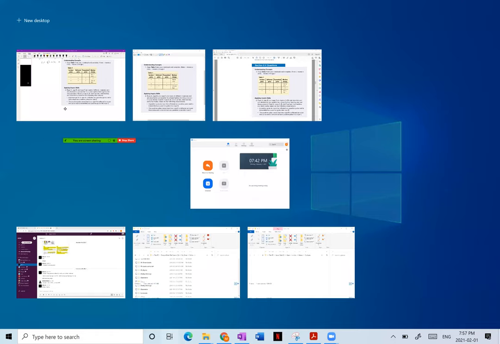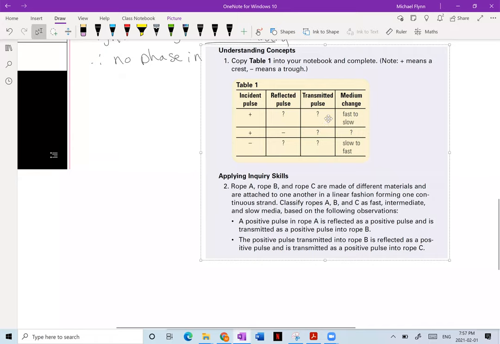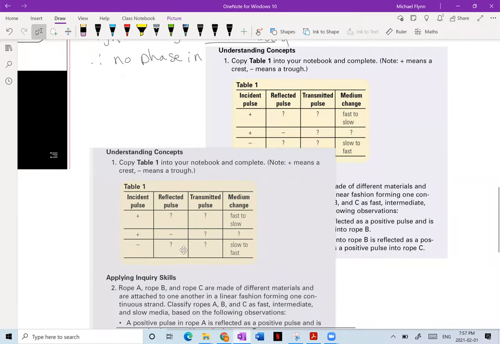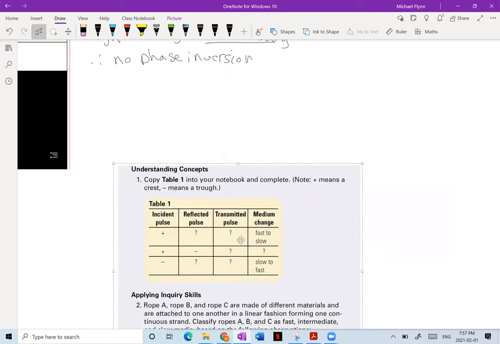All right. So let me just move this so it's a little more out of the way. Okay, that's good enough.